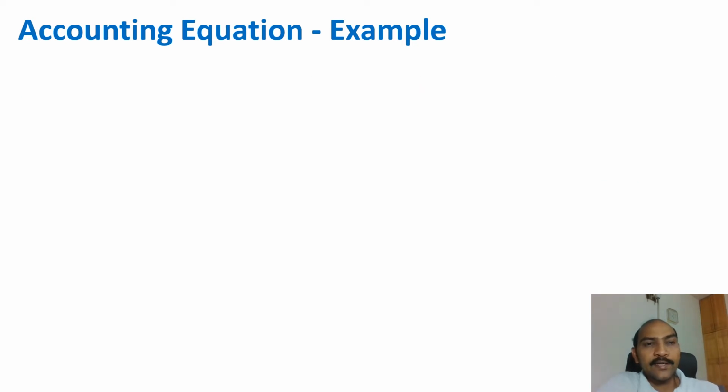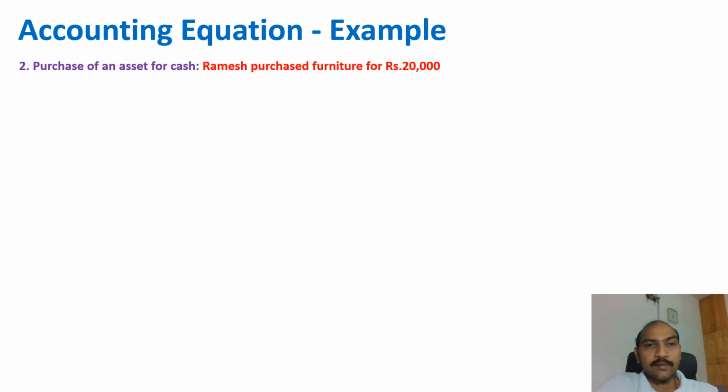Now coming to the second transaction, purchase of an asset for cash. So Ramesh purchased furniture of rupees 20,000. In the previous slide we talked about how he invested 2 lakh rupees as capital. Then after receiving the money, the business has purchased a furniture for rupees 20,000. So let's see how the accounting equation will work.